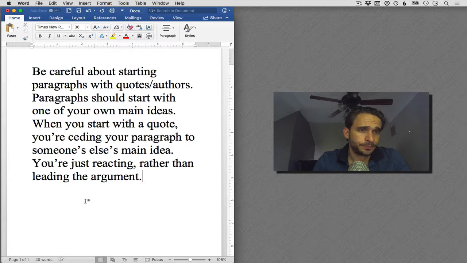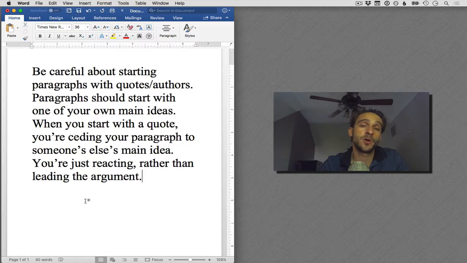I think it's not uncommon for a student to start a new paragraph and to have no idea what they're going to say. So they just say, well, I'll just start with this quote and I'll just talk about the quote. That's kind of understandable because it's easier to react to something that's there than it is to create something original out of nothing, right? That's very difficult. But you still want to be careful of starting your paragraphs with quotes.